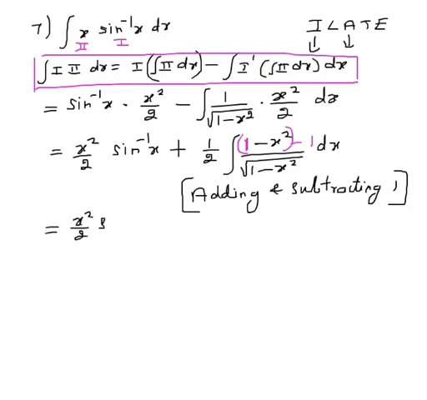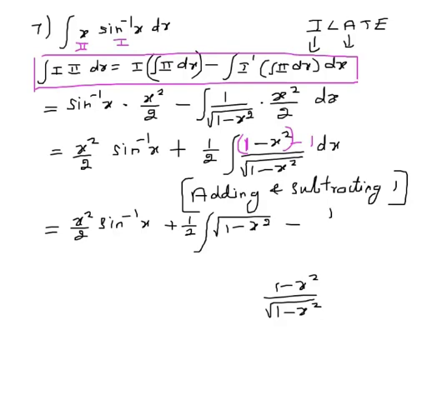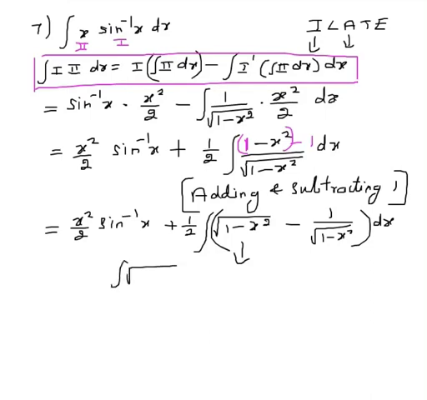Equal to x square divided by 2 sine inverse of x plus half into integral. Let us split this into 2 integrals. The first term will be 1 minus x square divided by root of 1 minus x square. So root could be cancelled. It becomes root of 1 minus x square. And the second term is 1 divided by root of 1 minus x square dx. We have direct formulae for both, but this formula we are going to learn in the next exercise. So we will use that formula here. I am writing that formula.